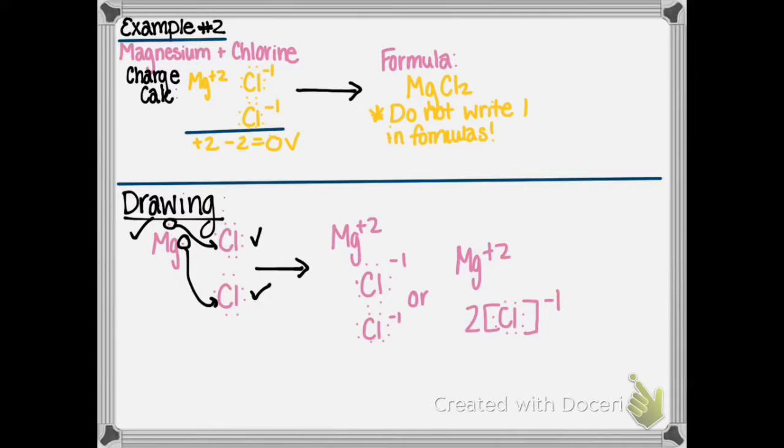So both methods allow you to write the formulas, but they also have their specific purpose. If you're trying to quickly find the ratio, obviously the charge calculation is going to be easier, whereas drawing actually demonstrates the movement of electrons that's really occurring when ions are formed, okay?